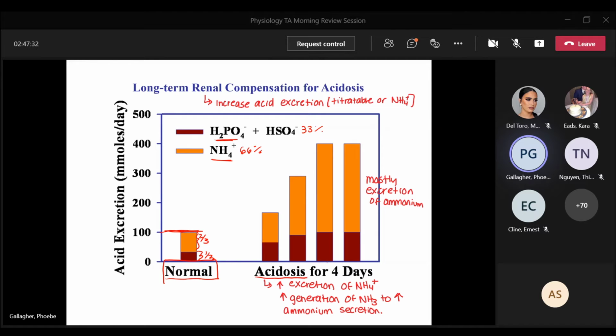So when you do have acidosis, you will increase the amount of the phosphate and sulfate that is being excreted out with it. So it increases quite a bit, but your ammonia is the one that increases the most. So it's significantly more important when you are dealing with acidosis compared to your phosphate and your sulfate buffers. So this is the main one that we want to deal with when we're thinking about correcting for metabolic acidosis.